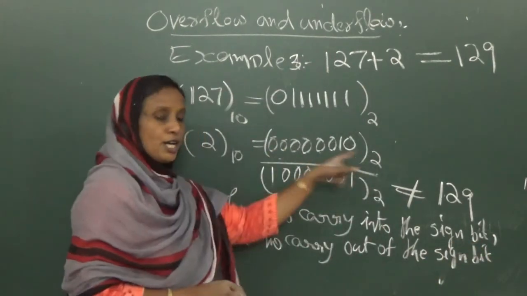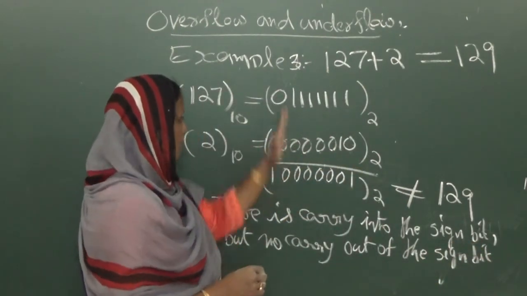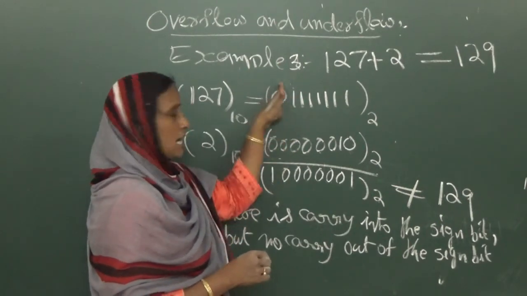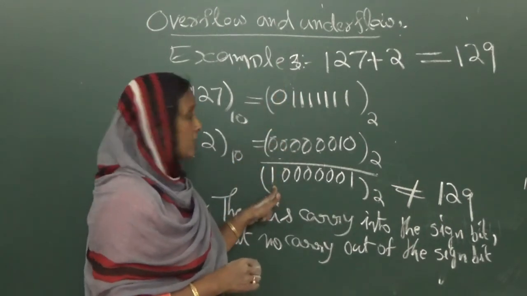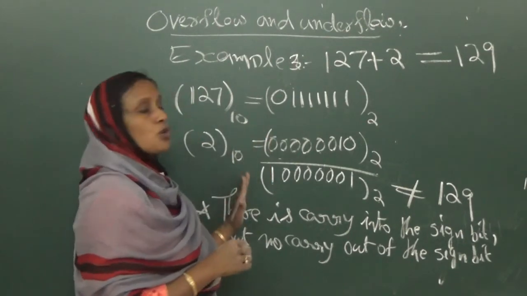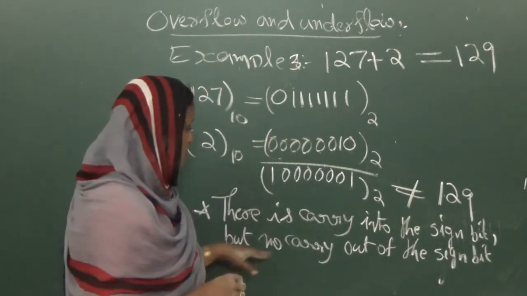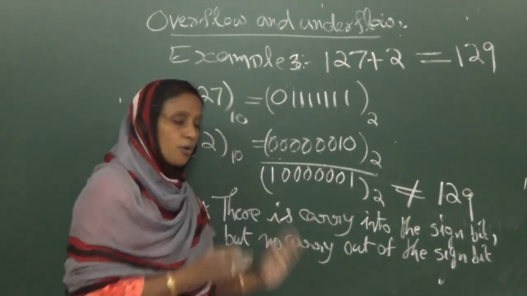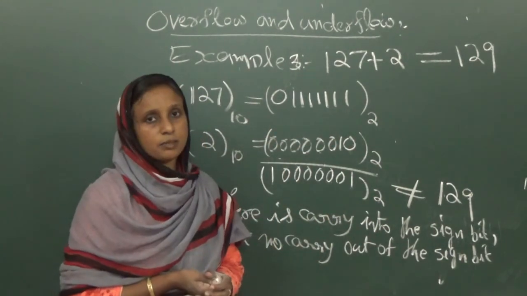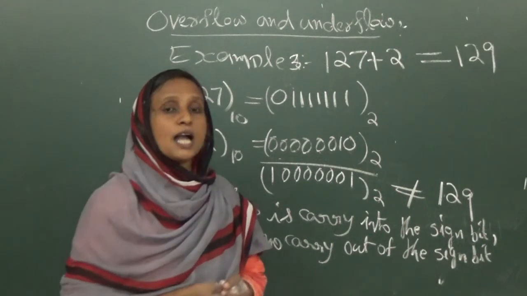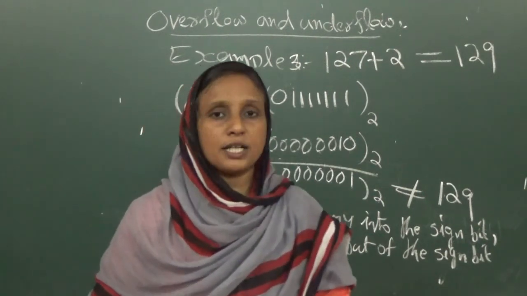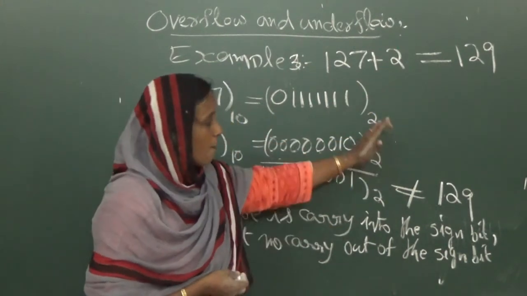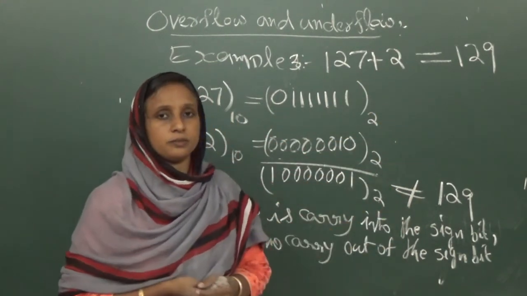There is a carry into the sign bit, because if you add here 1 plus 0, here 1 plus 1 plus 0, 0 is carry 1. Here comes a 1. But there is no carry out of the sign bit. There is a mismatch of carry here. A carry into the sign bit, but no carry out of the sign bit. Here there is an underflow. There happens underflow. So you get a wrong result when we add binary numbers together.